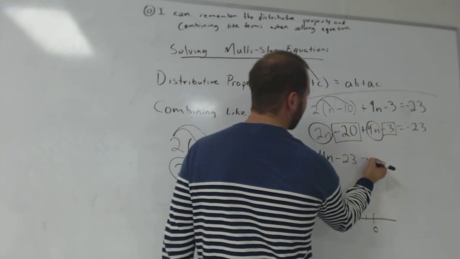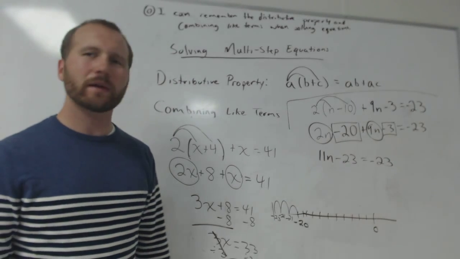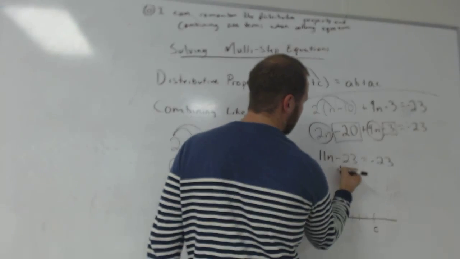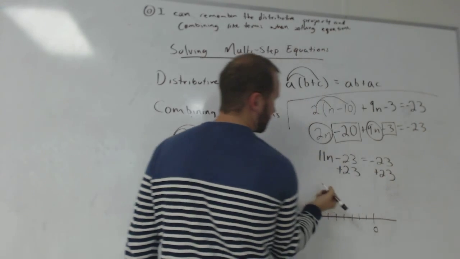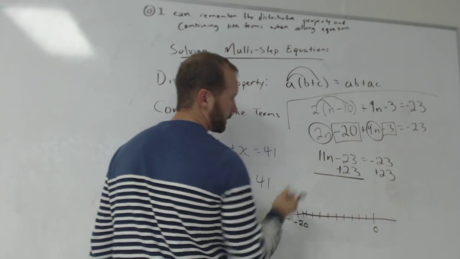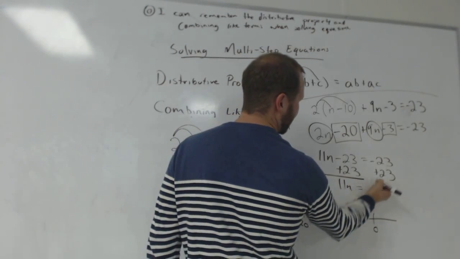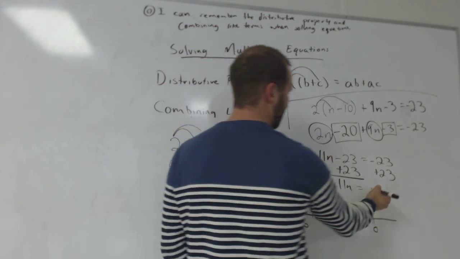Alright, 11n minus 23 equals negative 23. What am I going to do here? Add 23. Add 23 to both sides. 11n minus 23 plus 23 is 11n. 11n equals 0. What is negative 23 plus 23? You just said it. 0.